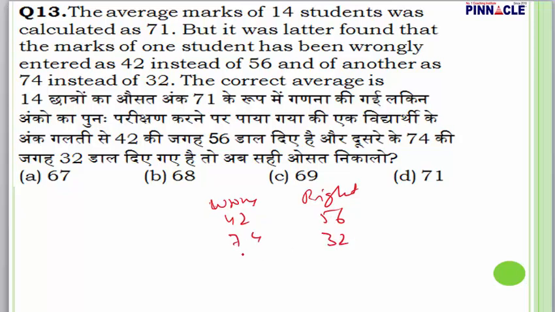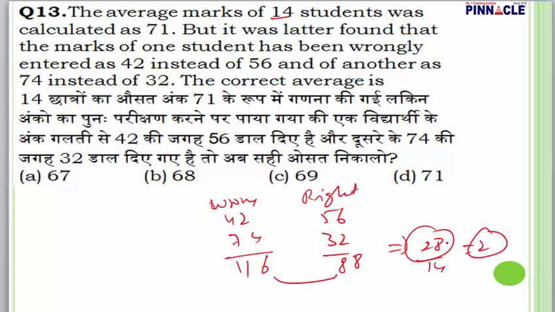So actually the differences are 14 and 42, and the total difference here is 28. So 28 marks were added more, while actually it should have been 28 marks less. So over 14 students, the difference would be 2 marks per student. So 2 marks per student is the real average. Less 2 marks, earlier it was 71, now it should be 69.